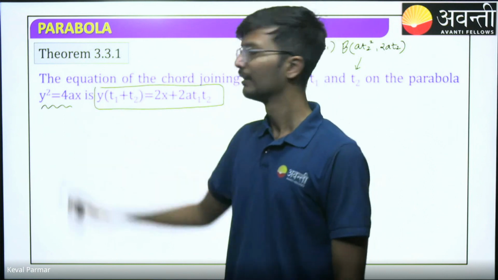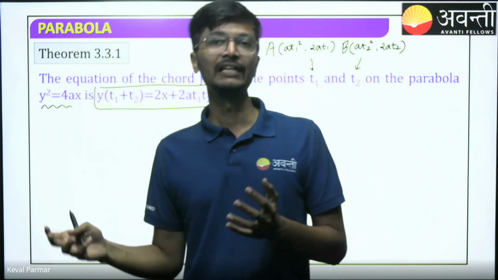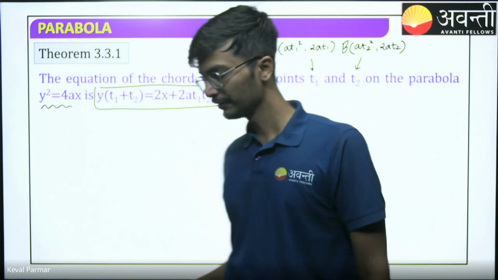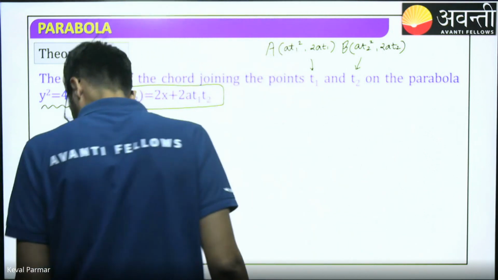How, guys? Chord is basically a line. So to find the equation of a line, we use slope point form. Correct? So let us find the slope of AB.